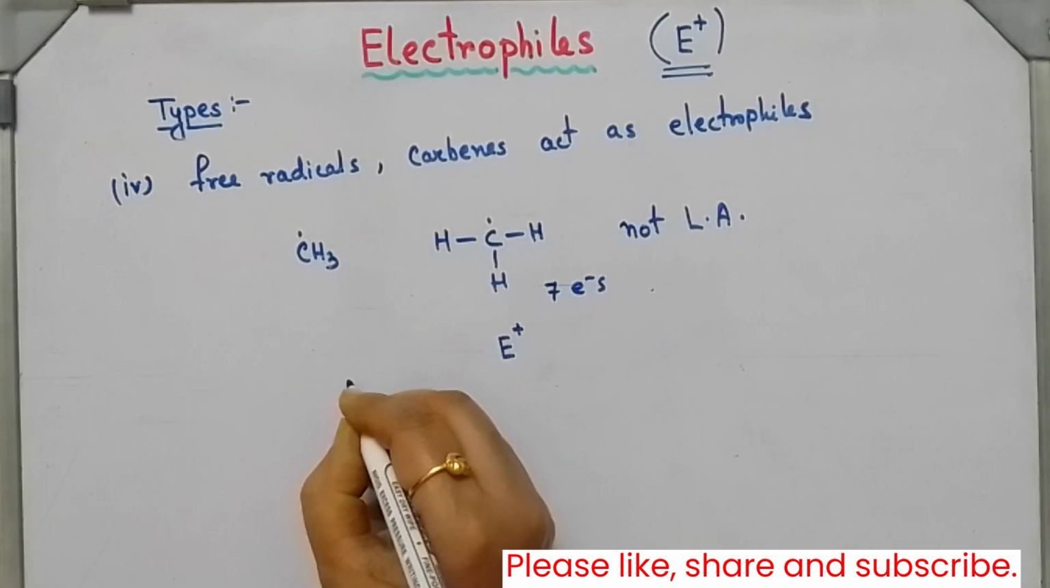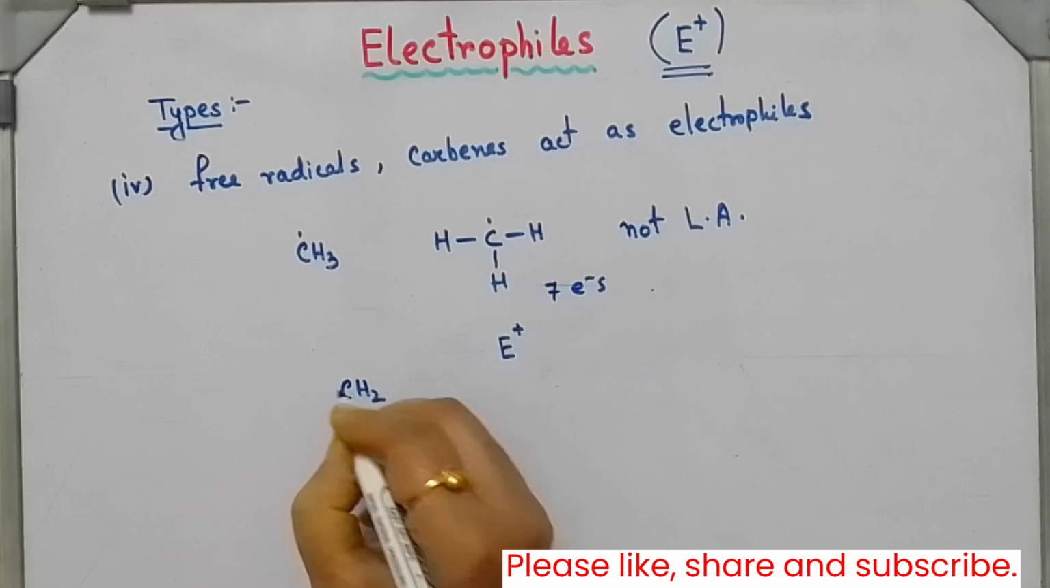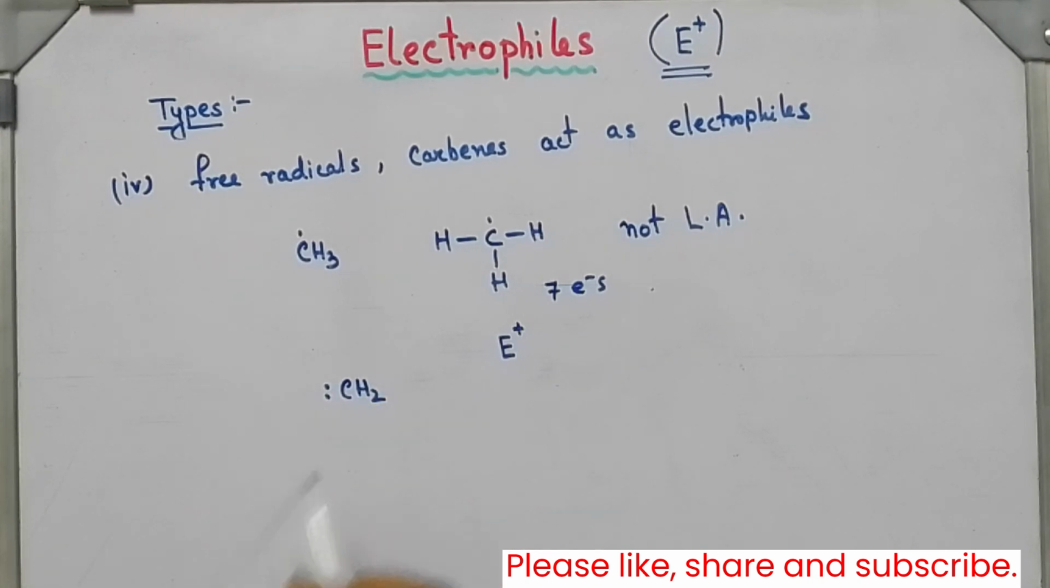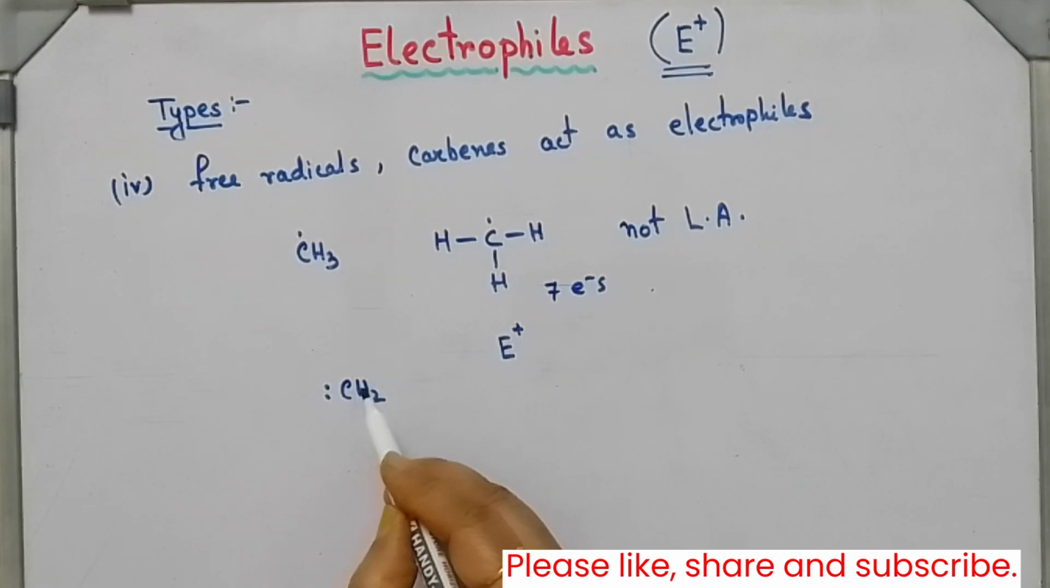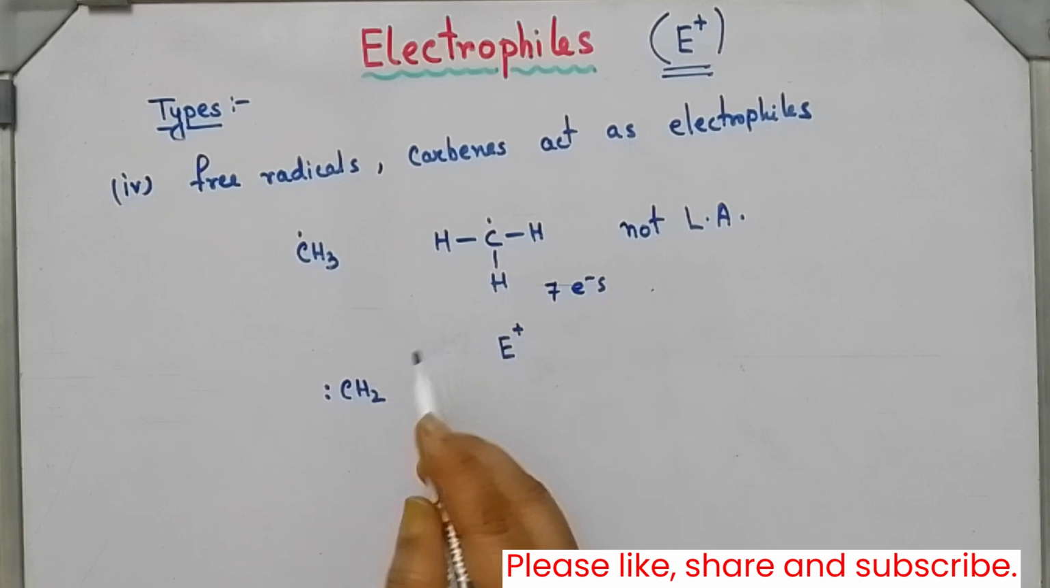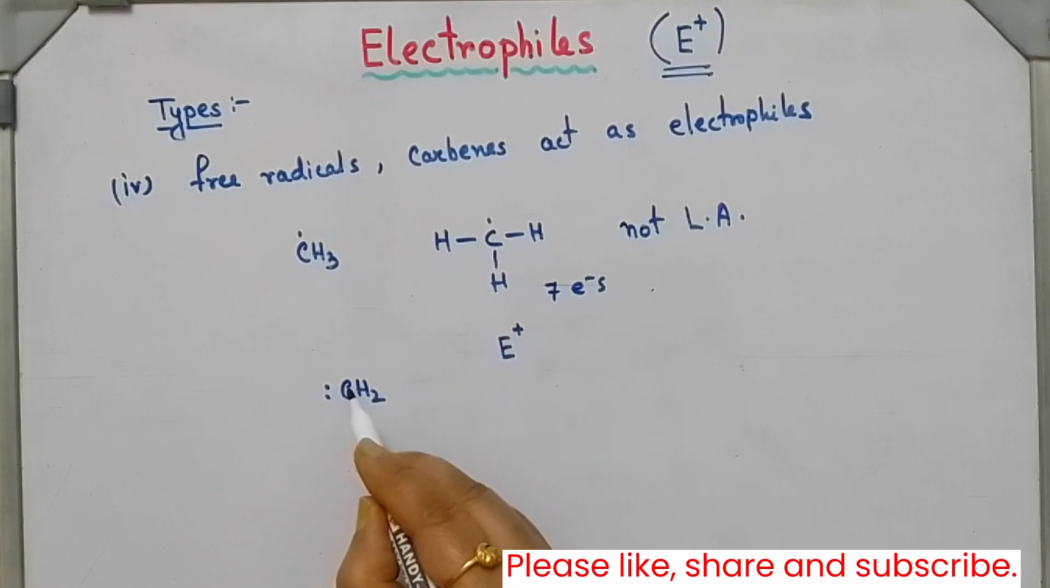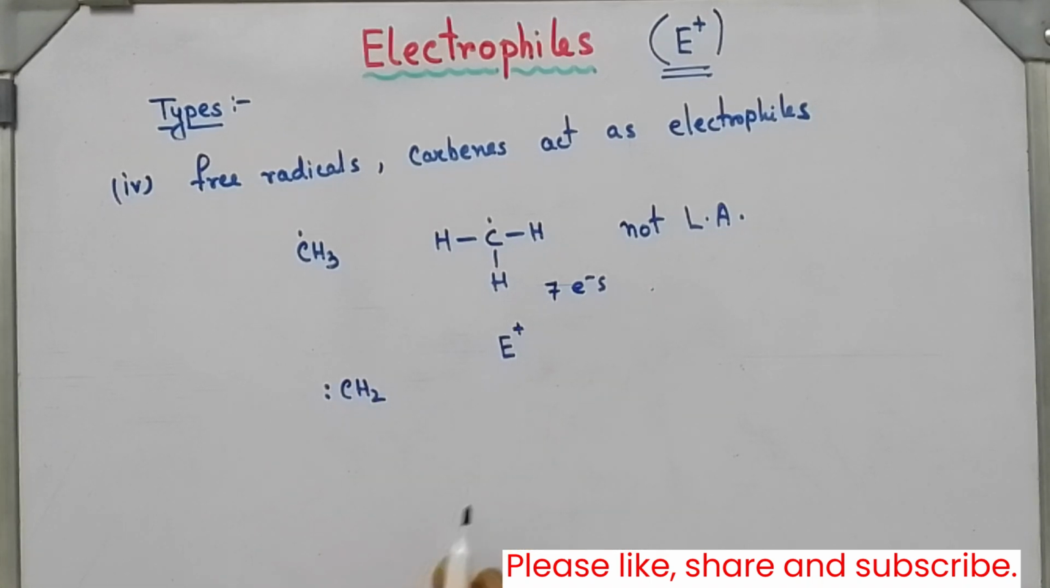Now carbene, see carbene. It is having how many electrons? Each CH bond is having 2 electrons, 1, 2, 3, 4, 5, 6. So carbon is having 6 electrons in valence shell, so incomplete octet. That's why it is acting as electrophile.